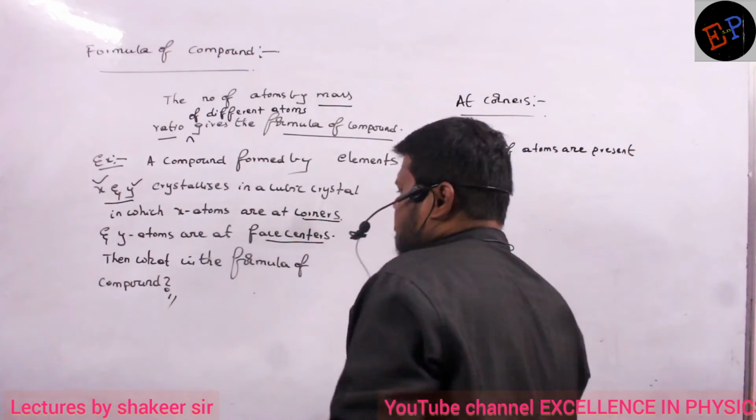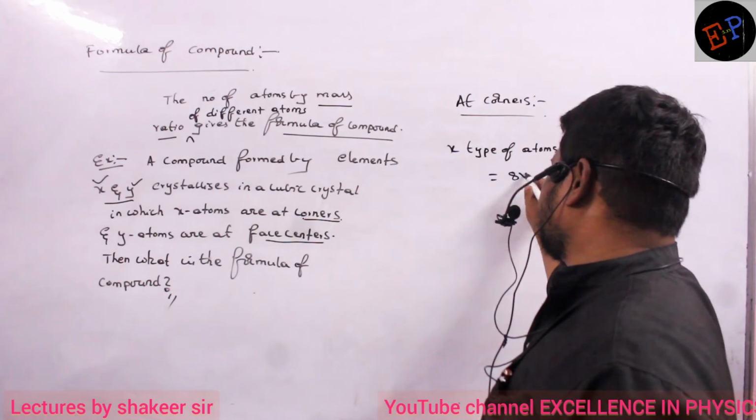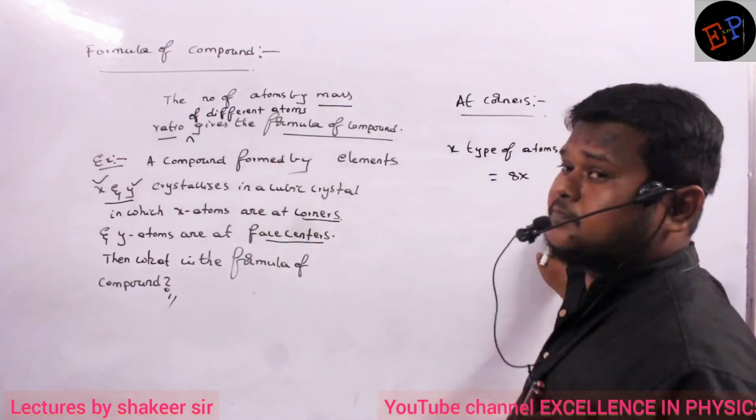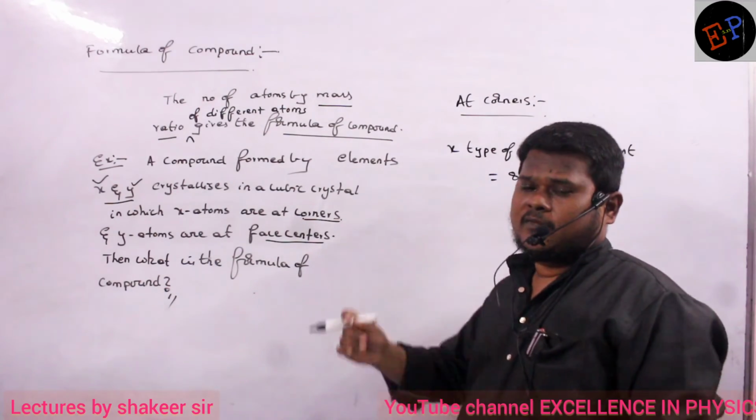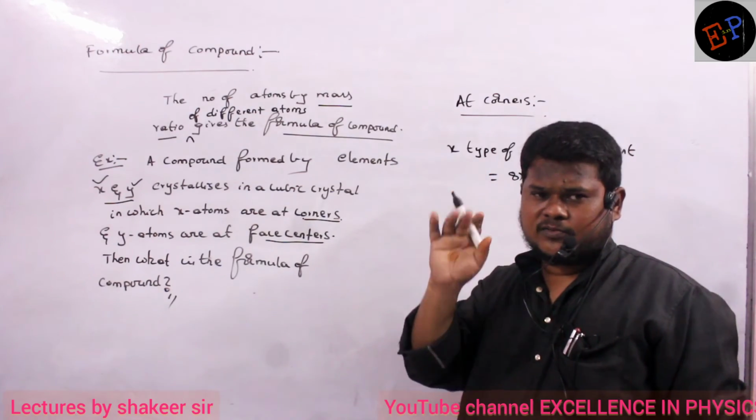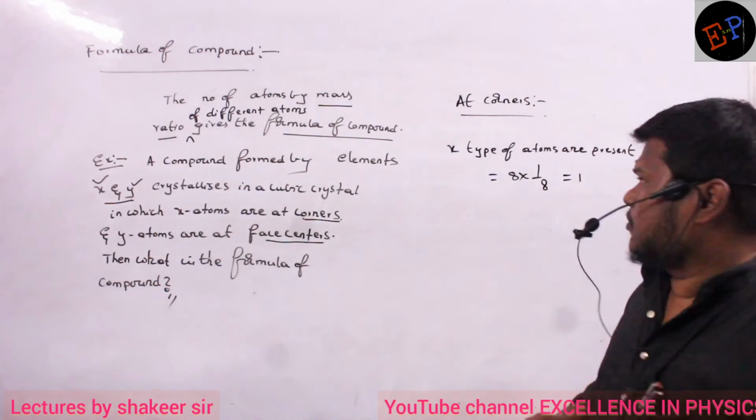So how many corners will be there, ma? 8 corners will be there. And what will be the contribution by each atom? 1 by 8. Each atom will contribute 1 by 8 when atoms are present at the corners. We have already studied this. So 8 into 1 by 8 is how much? 1. Are you able to understand?